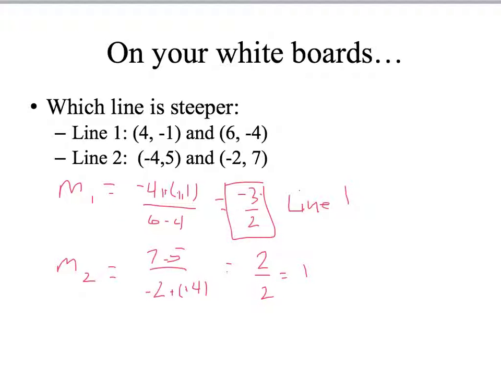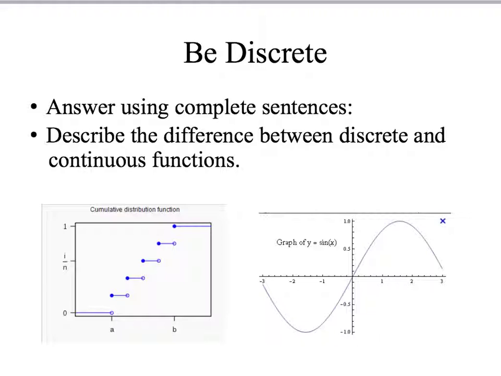Okay, so the next was we just answer this question in our journals using complete sentences. Describe the difference between a discrete function, which is what the first one on the left is an example of, and a continuous function, which is the example on the right. They are both functions, but one's called discrete, one's called continuous. So I want you to look at those pictures and then give me a few observations about the differences between discrete and continuous functions.